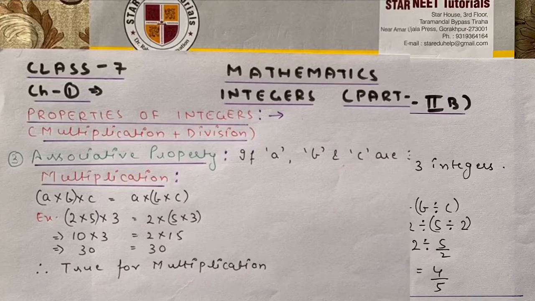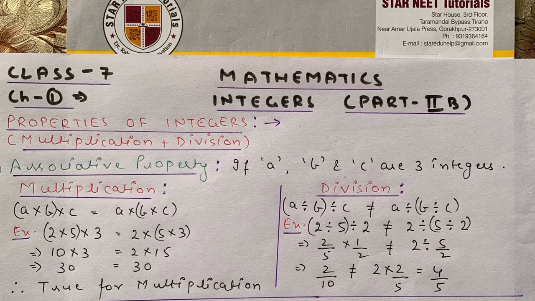Now let us see for division also. A divided by b in one bracket divided by c, and on the right hand side, a divided by b divided by c in bracket. In both cases the answer will come different. So associative property will not come true. You can see the example.